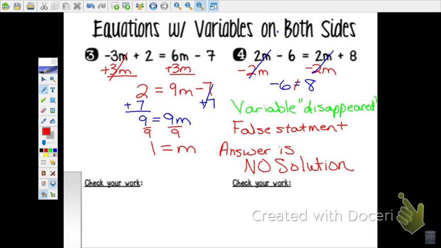And because there's no solution, I can't do a check. Okay? What that means is I could put any number I want in place of m. My equation is never going to check. It's never going to be the same thing on both sides of that equal sign. There is no solution.